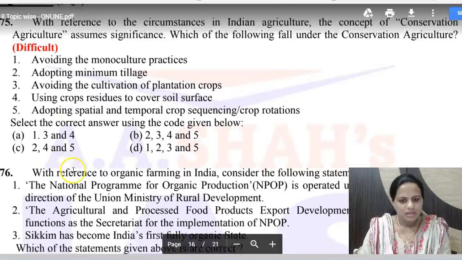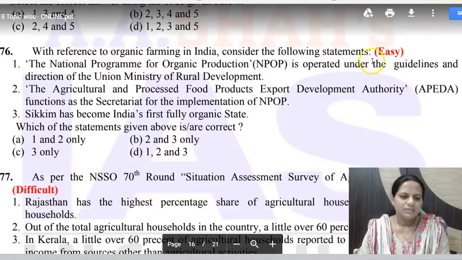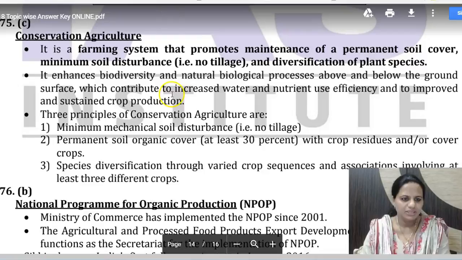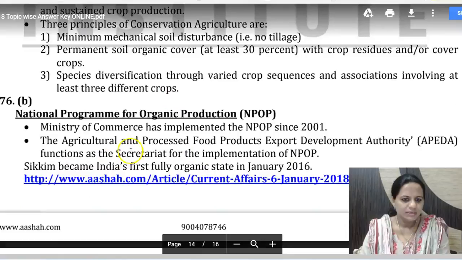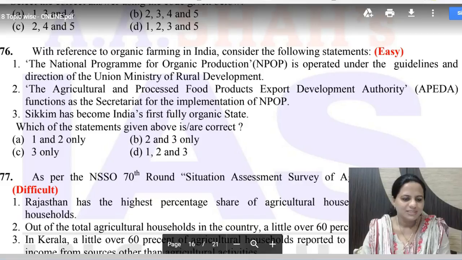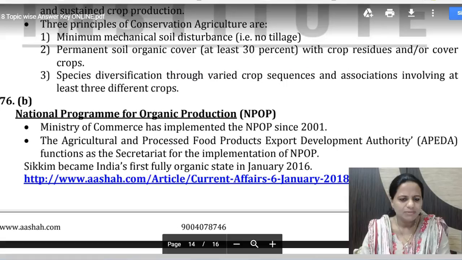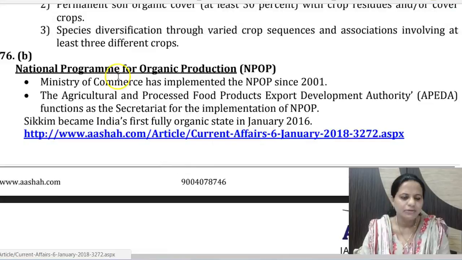Then next is, with reference to organic farming in India, consider the following statements. The National Program for Organic Production is operated under the guidelines of the Ministry of Rural Development. So, the National Program for Organic Production as such comes under the Ministry of Commerce. This is again what you should know, NPOP. This has been in news. We have also discussed it as late as in January 2018 too.